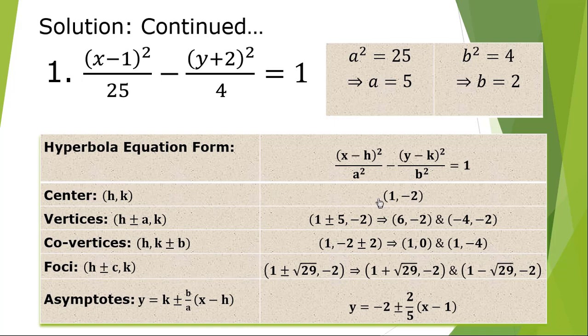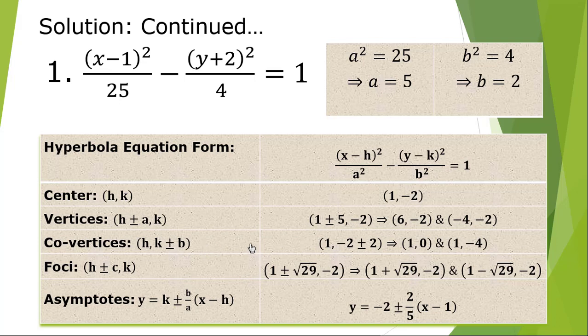So we have here the center (h, k), as I mentioned earlier, it's (1, -2). And the vertices lie at (h plus or minus a, k). So we have h is 1, then plus or minus our a is 5, then our k is negative 2. Simplifying this, we have 1 plus 5, 6, copy negative 2, and here 1 minus 5, we have negative 4, copy negative 2. So the coordinates of the vertices lie at points (6, -2) and (-4, -2).